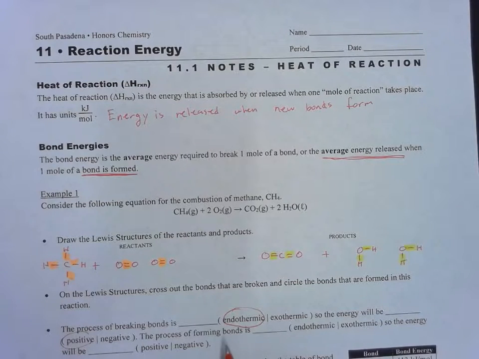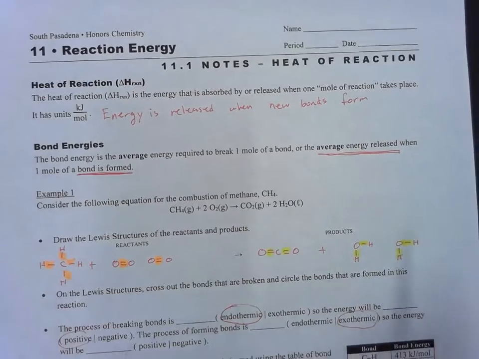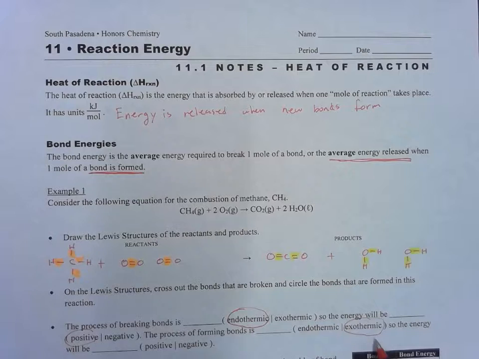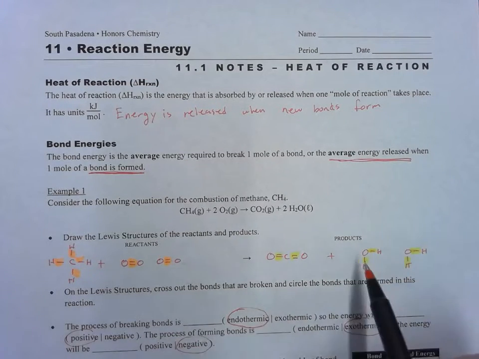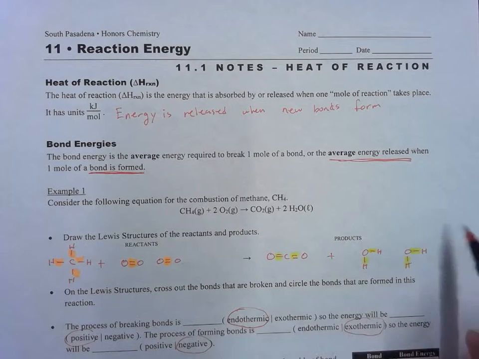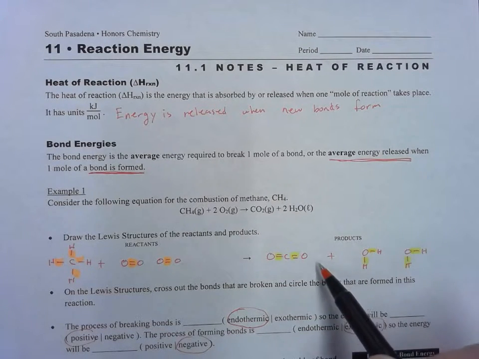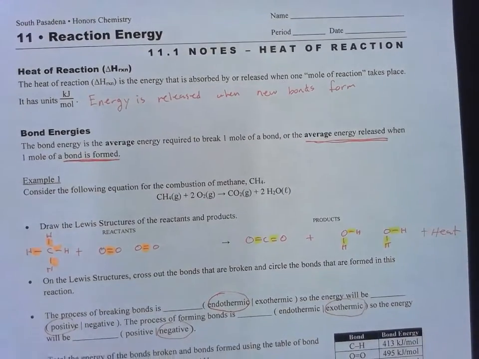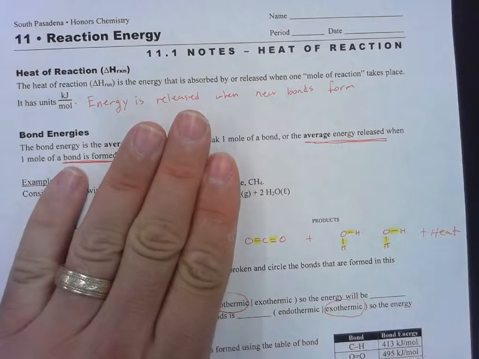The process of forming bonds, however, is exothermic. So when you hear an explosion or you feel heat released from a chemical reaction, that is new bonds being formed. It's exothermic. Energy will be negative. You're losing energy out of this system now. You're losing this energy because these new bonds are forming. They're releasing heat. So this side of your equation is actually exothermic.